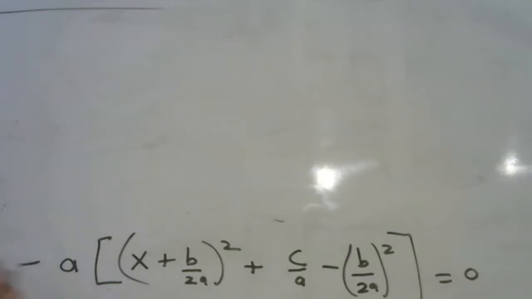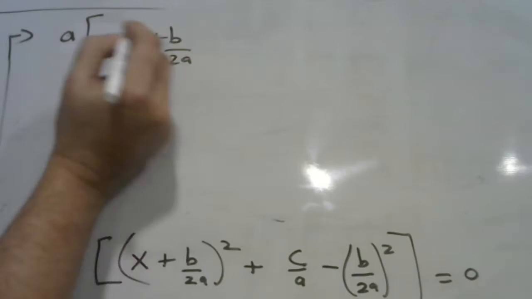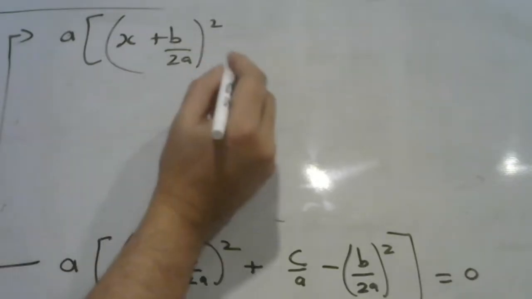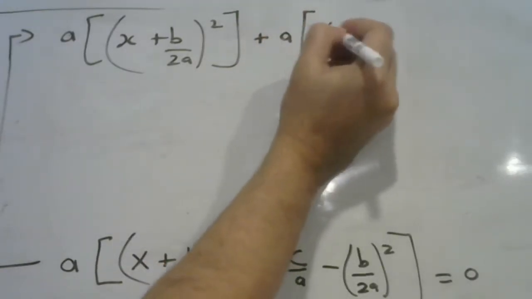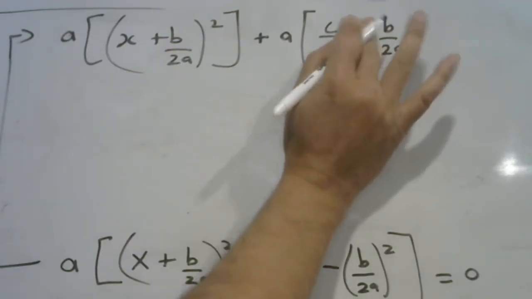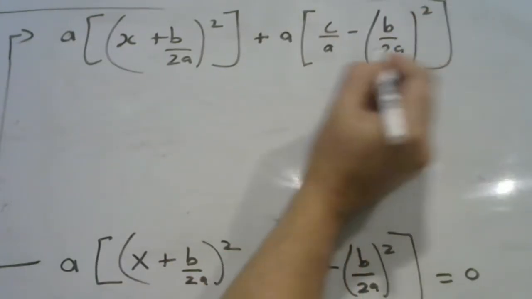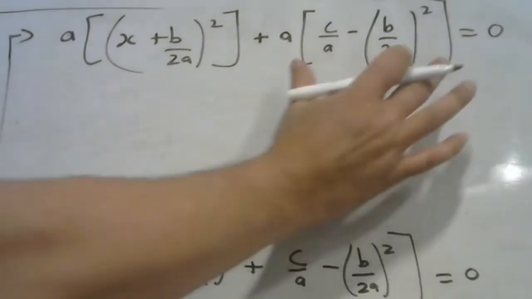Now from here, we go to this. We can say this is the same as a into x plus b upon 2a all square, right, plus a into c upon a minus b upon 2a, right, all square equals 0. So what if we take across this on the other side?